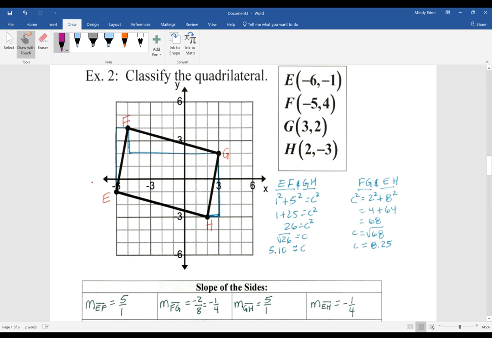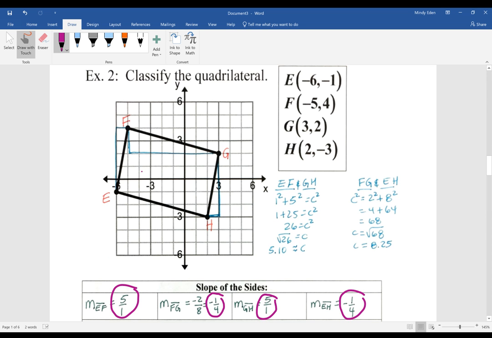So if we go and use the same thing for slopes, I know EF, we've got 5 over 1. F to G, we've got negative 1/4. G to H is 5. And E to H is negative 1/4. So what I know is that opposite sides are parallel to each other, okay?